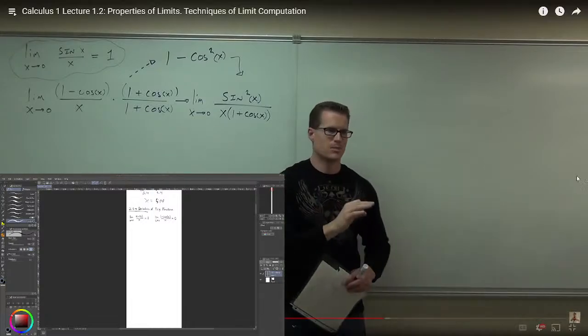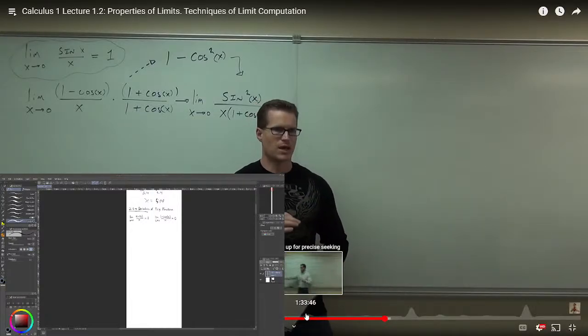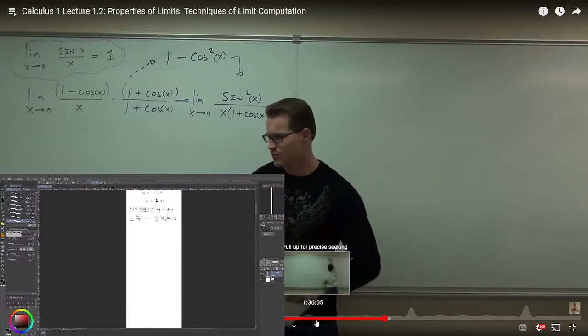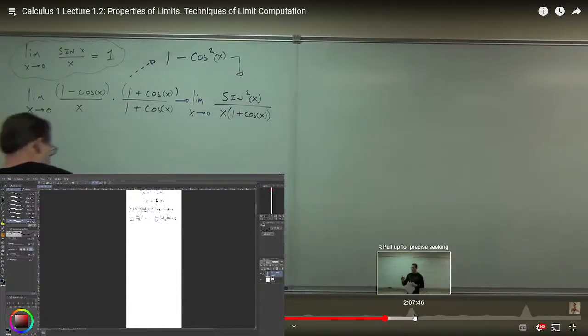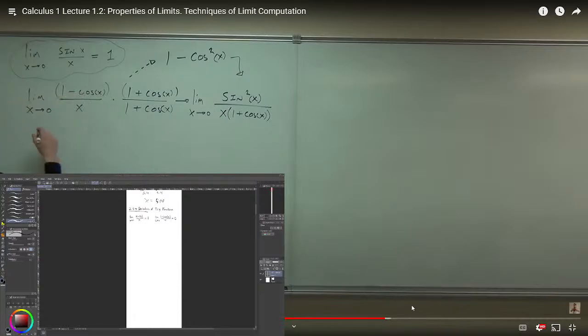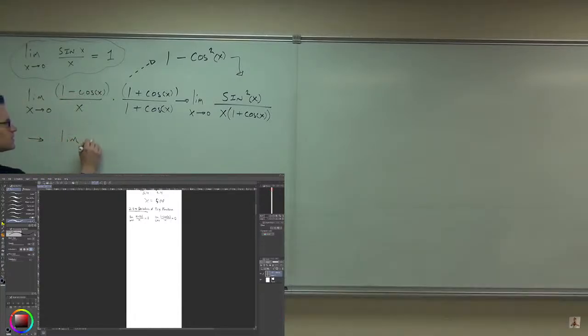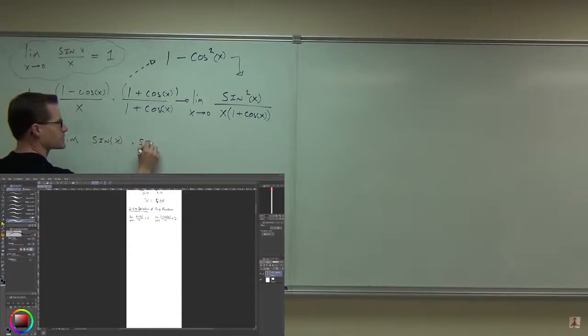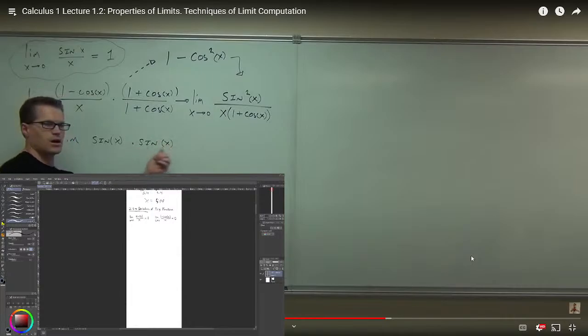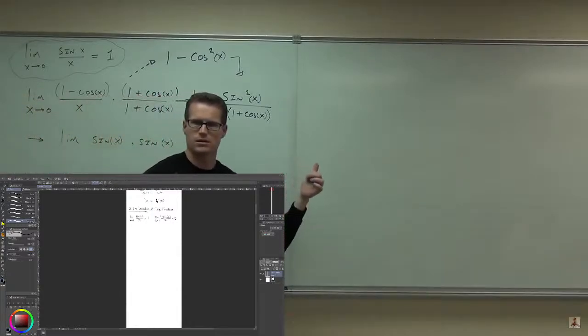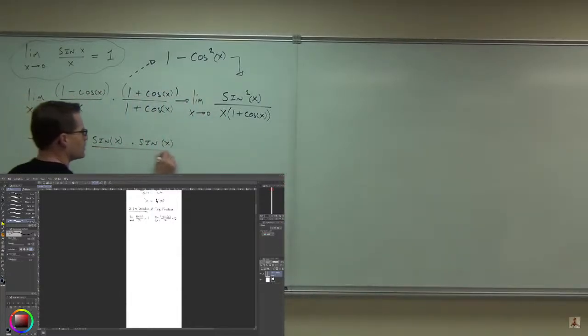Now, because this is a limit, I can split up limits by multiplication, true? So I'll show you every step by step. Watch what we can do here. With our sine squared x, I know that I could make this the limit of sine x times sine x. Is that not still sine squared x? Okay. Again, as x approaches 0.